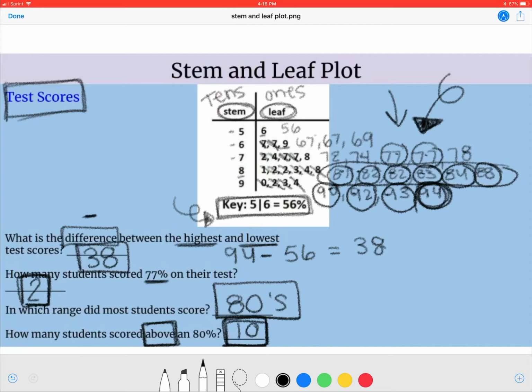Okay, guys, so this is how we look at stem and leaf plots. You're going to use this video to help you answer the questions that you're going to be doing on your own that are going to be very, very similar to this. So go back to this video if you need help and make sure that you do this strategy. Super important.